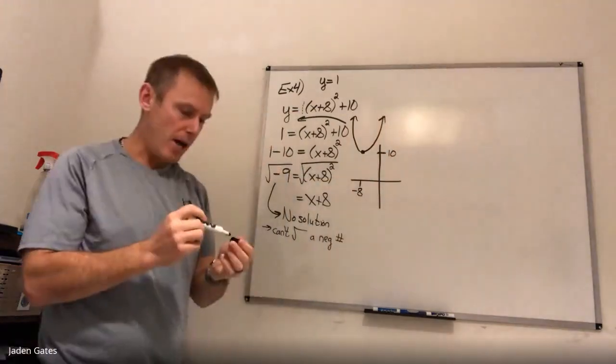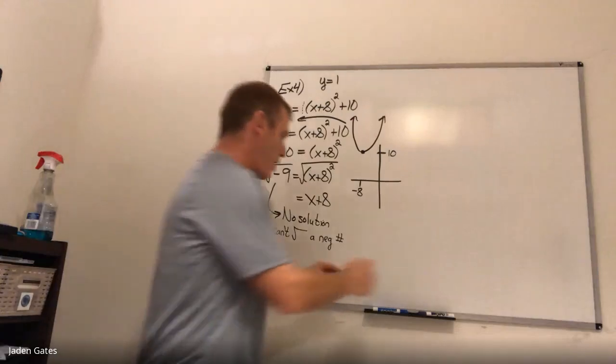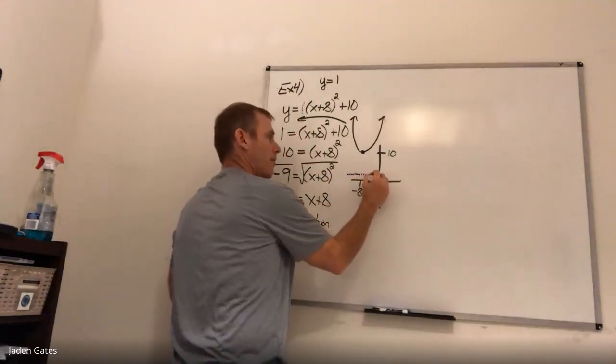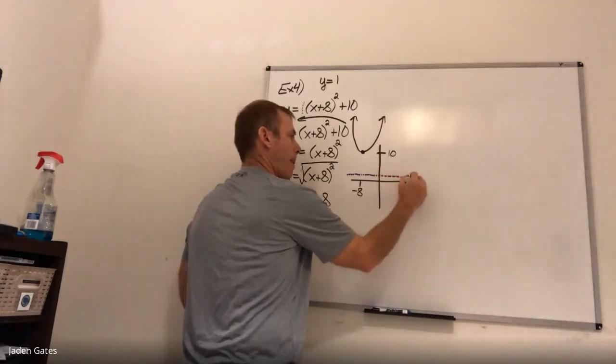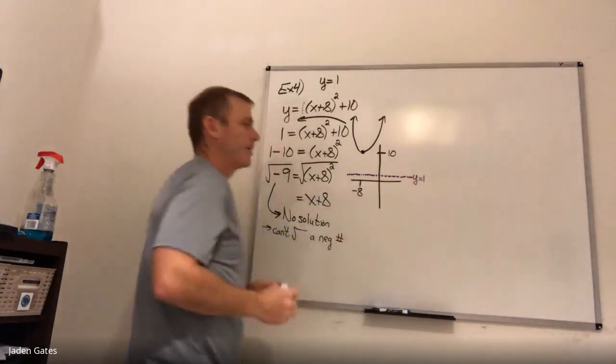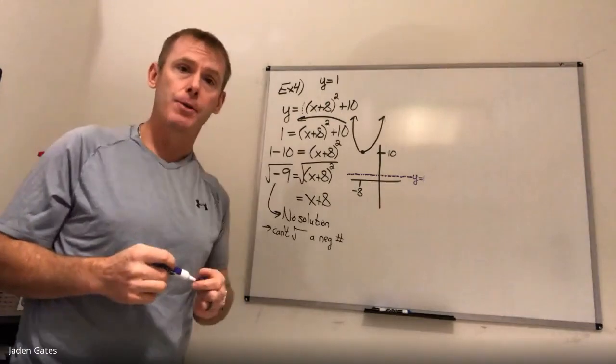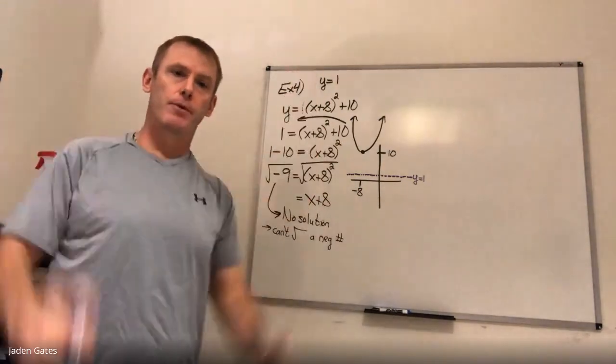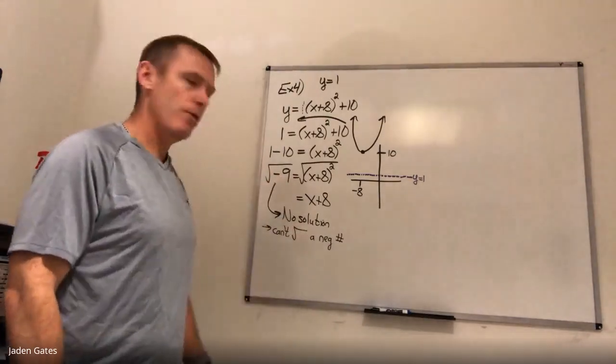And what the question asks us is, when does our graph, our parabola, have a height of 1? It doesn't. It never does. Never hits that. It starts way higher, and it just keeps going up. So watch out for that. Square root of a negative number.